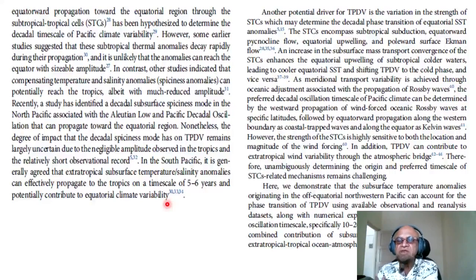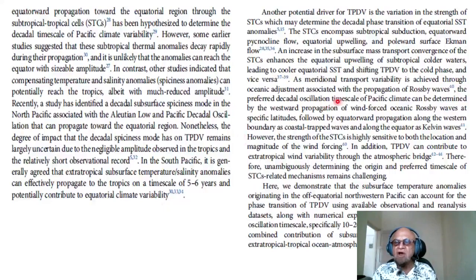Okay, another potential driver for TPDV is the variation in the strength of the STCs, which may determine the decadal phase transition of equatorial SST anomalies. So STCs, subtropical cells, as we already discussed: upwelling in the deep tropics, poleward transport, sinking and coming back. So it's the oceanic equivalent of the Hadley cell and approximately coincides with the Hadley cell as well in terms of the ascent and the descent and the return.